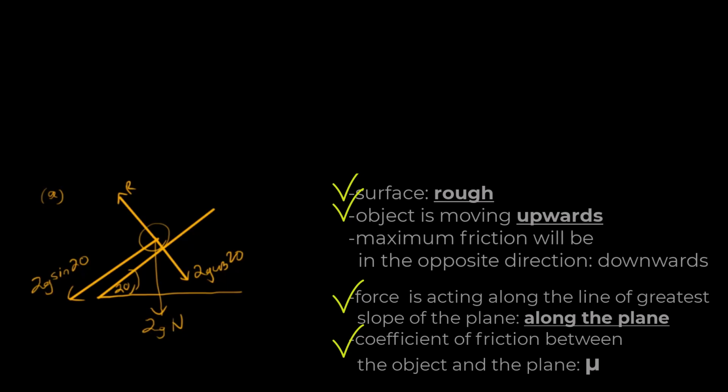So let me use this color. It is being pulled up by this force, 18 Newton force. If it is being pulled up, that means the friction is going to be in the opposite direction. So friction is going to be in this direction, and friction is mu R. Mu is 0.6 and this is R. Since this is moving in the upward direction, we can say that it is accelerating upwards.